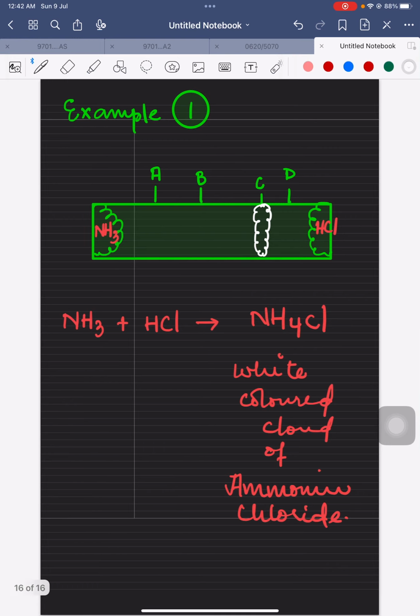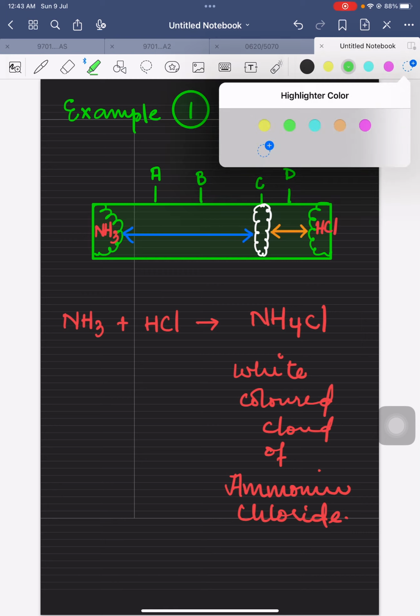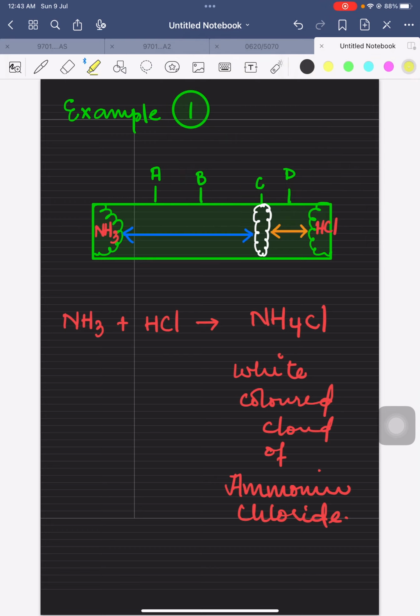I am telling you that this is the distance covered by ammonia. I'm marking an arrow, and the other distance is covered by HCl. I'm trying to take another color. This is the distance, with the yellow color, traveled by HCl, whereas the color traveled by ammonia is this.